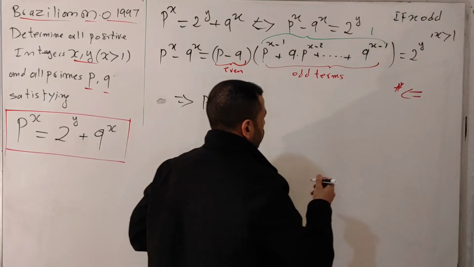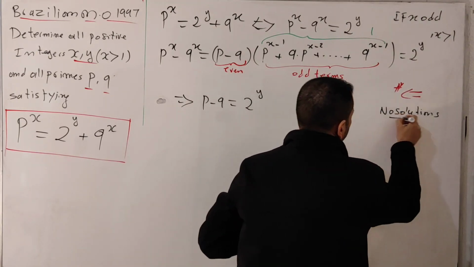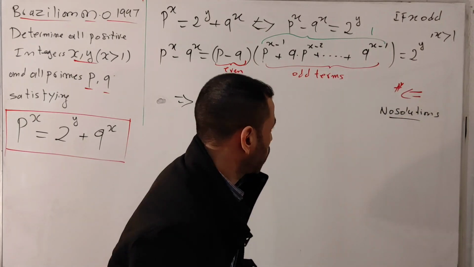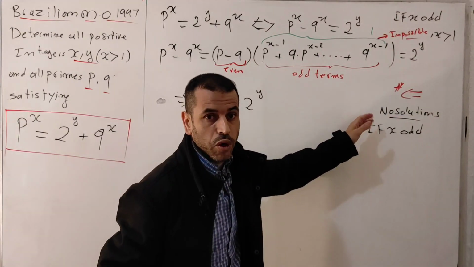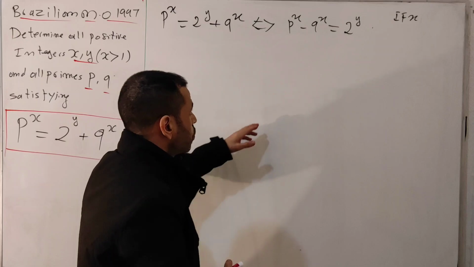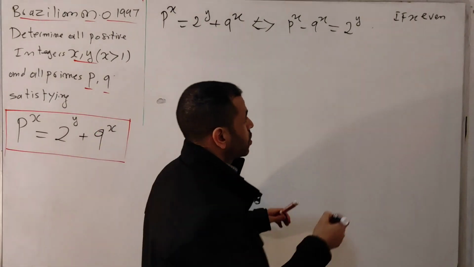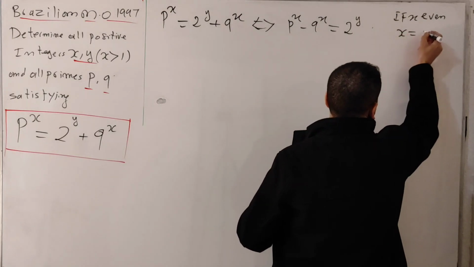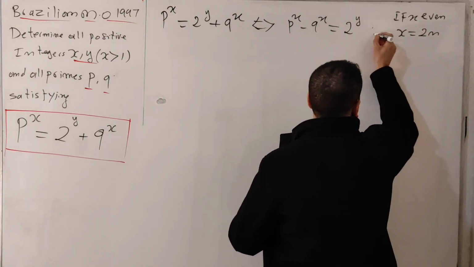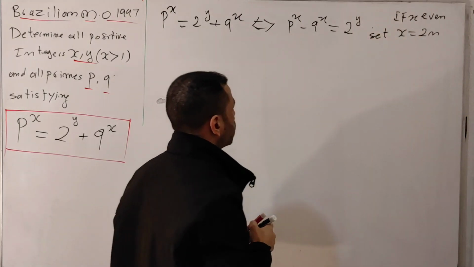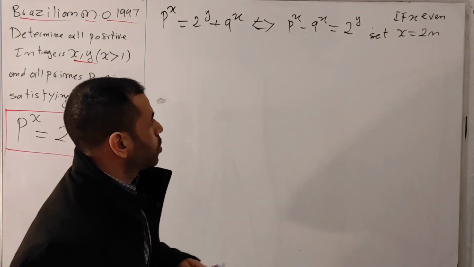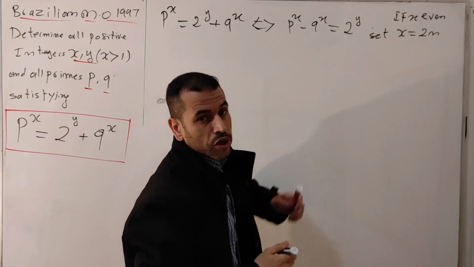That means we have no solutions. No solutions when we have x as an odd number. Okay? Let's move on to the next case when we have x is an even. When we have x is an even, that means x equals 2n. Let's set x equals 2n. Okay? Now I'm going to replace x with 2n in this equation.